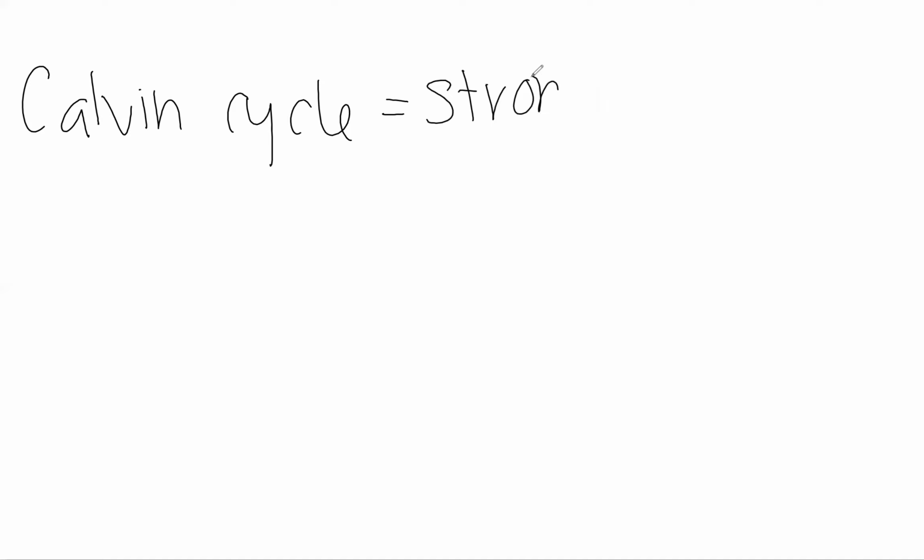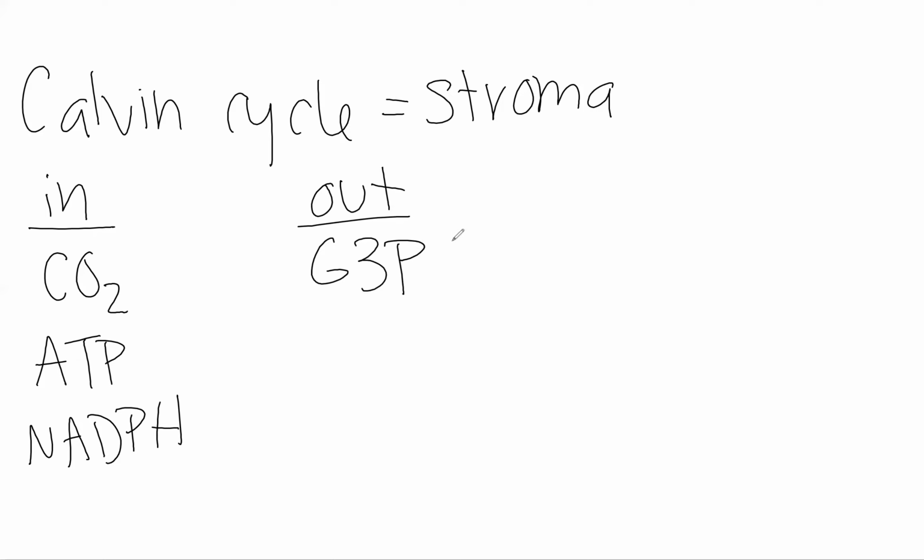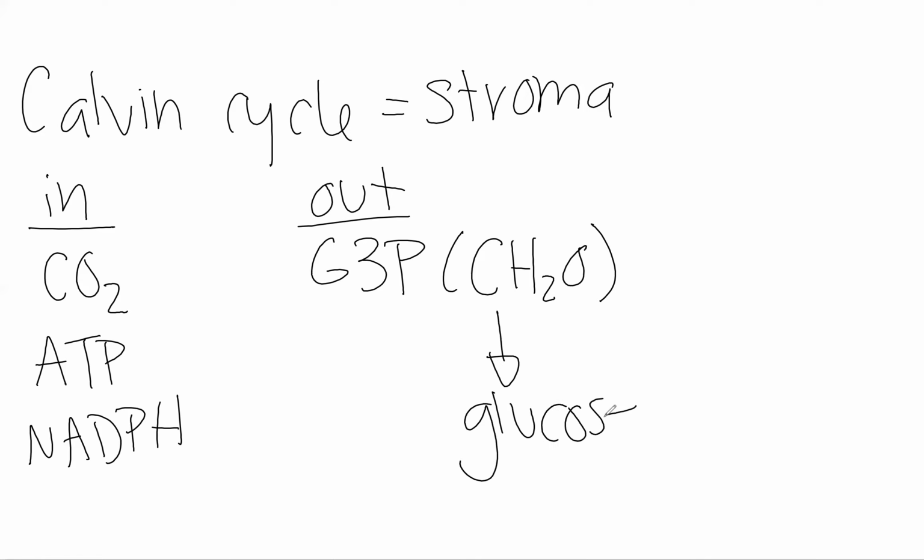The second step is the Calvin cycle. It is going to take place in the stroma, so that's the gel-like substance inside the chloroplast. What goes in? We get carbon dioxide that comes in from the stomata, and then we get ATP and NADPH from the light reactions. Well, what goes out? We mainly only have one thing that's produced, and that is G3P, which is just carbon, H2 oxygen, and this gets changed to the main product, glucose.